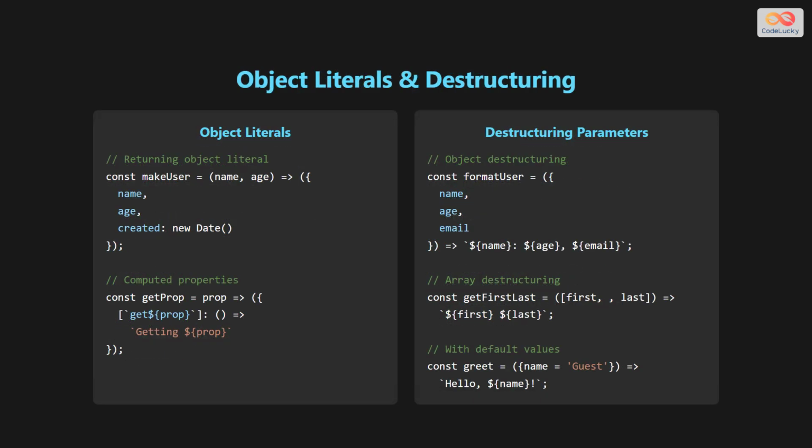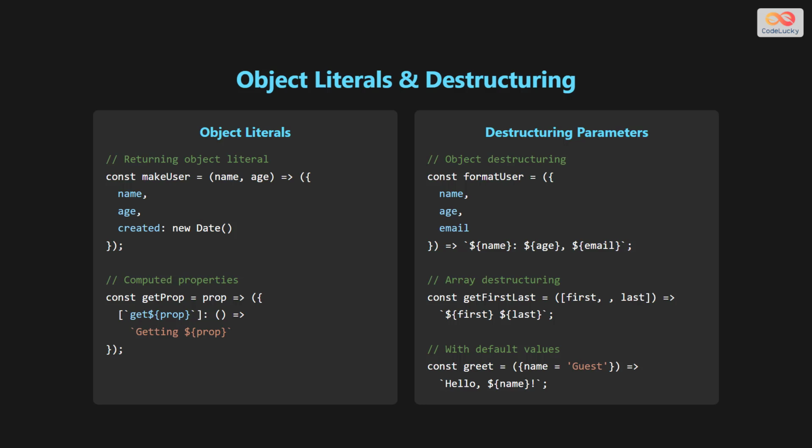Arrow functions work seamlessly with object literals and destructuring, providing concise ways to create objects and extract values. When returning an object literal, you must enclose the object in parentheses. Here, the makeUser function returns an object with properties for name, age, and a created timestamp. Computed properties within object literals are also supported. The function getProp returns an object with a method where the method name is computed dynamically based on the input.